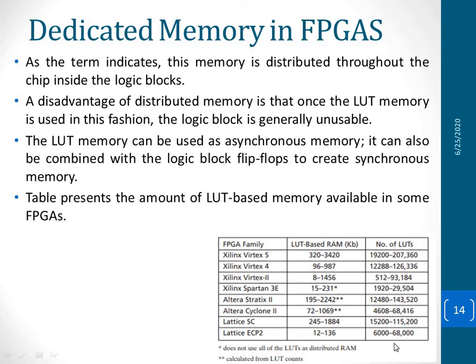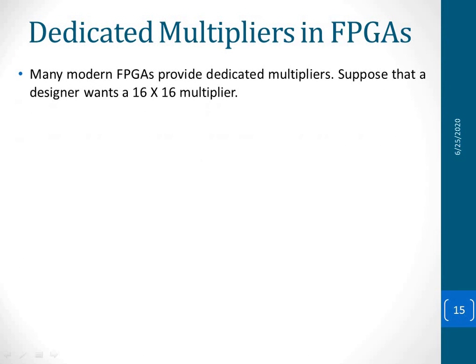The number of LUTs which are available inside these logic families, you can see they are huge in number. So if they are huge in number, that means the distributed RAM we can make is also huge in number. Modern FPGAs provide dedicated multipliers.